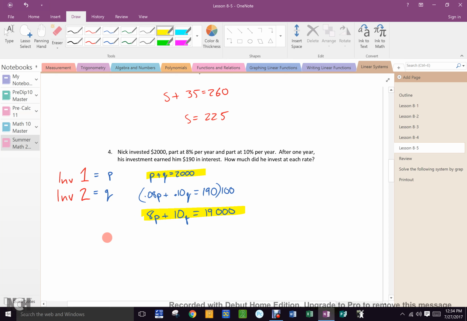What version of solution will you use? Because who decides at this point? You do. I'm sure some of you will do elimination. I'm sure some of you will do substitution. But it will be up to you. I am going to do elimination. So I'm going to multiply this by negative 8 to get negative 8p minus 8q equals negative 16,000. Then I am going to add to get 18Q equals 35,000. Q then equals whatever it equals.